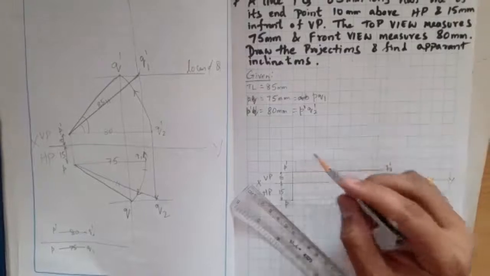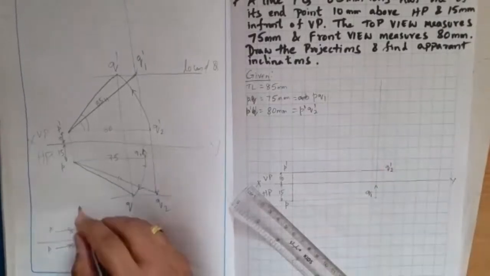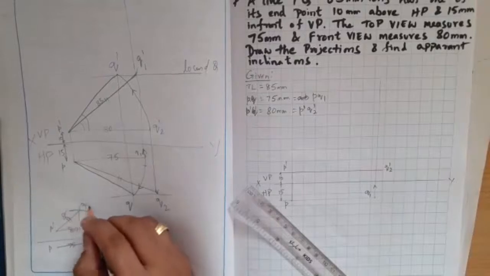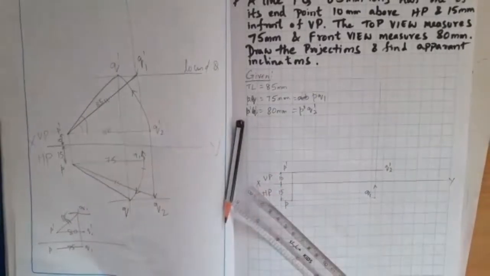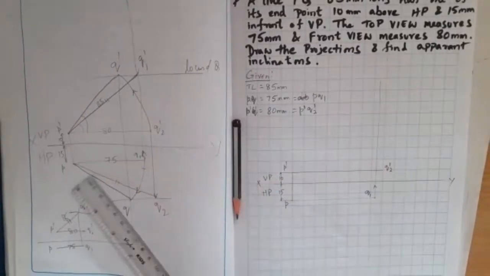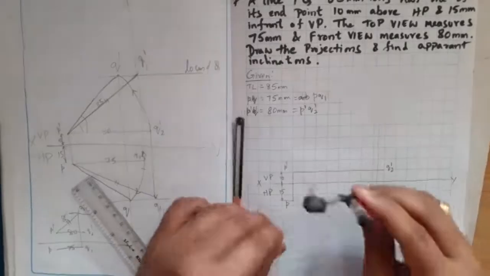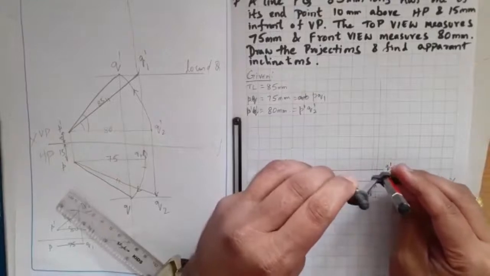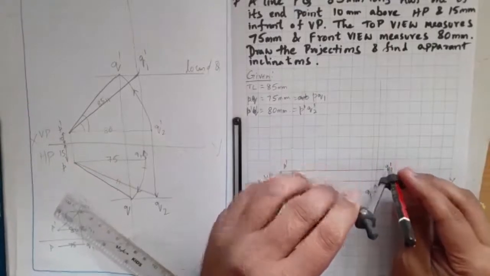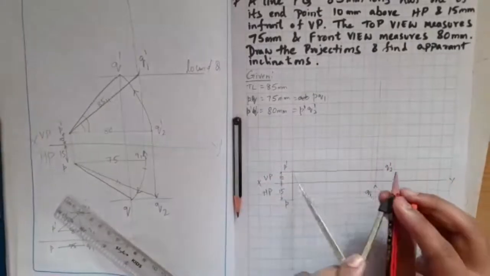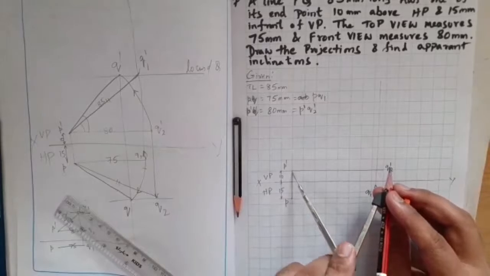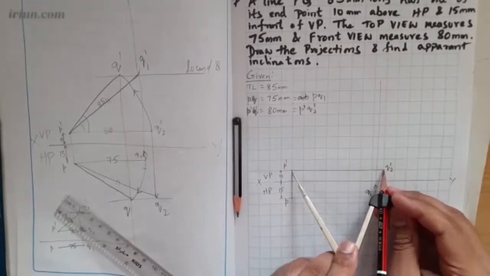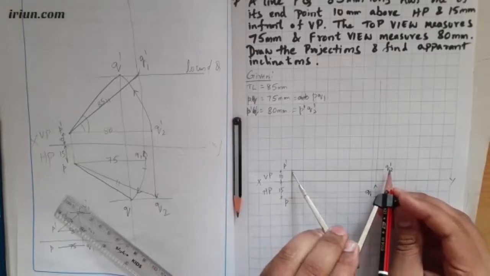From here I know the true length. Here I can draw the true length of 85 mm and then find out Q1 dash. So I'll take a compass for 85 mm. I have already drawn a line here for 80, 8 boxes. From P dash I have to draw an 85 mm line, so count 8 boxes and extend it to 85.